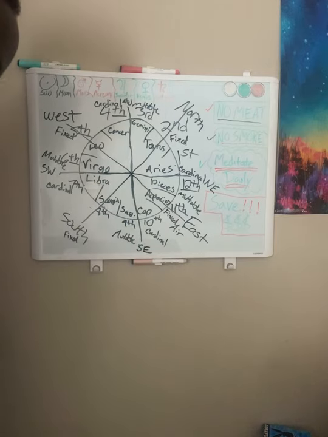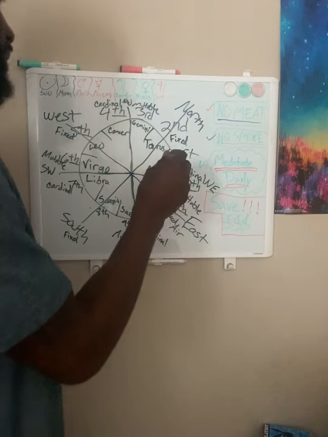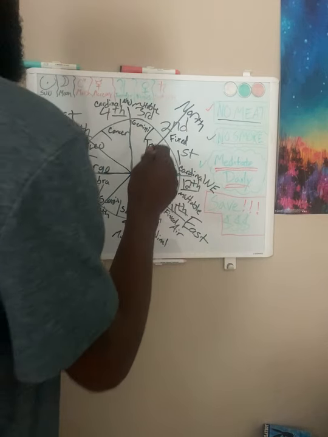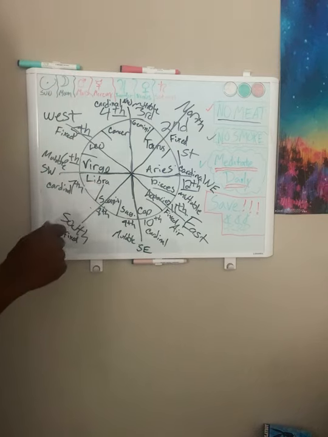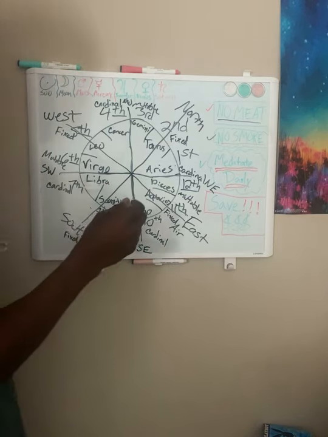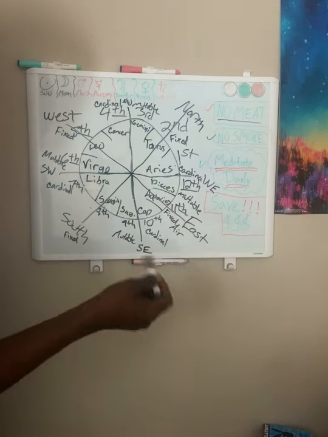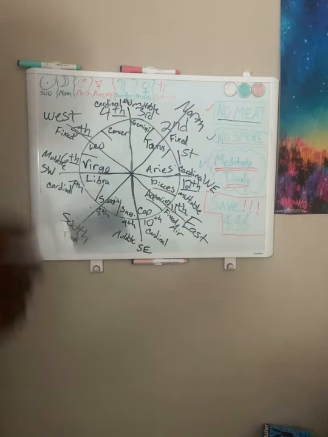And just so we'll be ready for the next video. First house, Aries. Second house, Taurus. Third house, Gemini. Fourth house, Cancer. Fifth house, Leo. Sixth house, Virgo. Seventh house, Libra. Eighth house, Scorpio. Ninth house, Sagittarius. 10th house, Capricorn. 11th house, Aquarius. 12th house, Pisces.